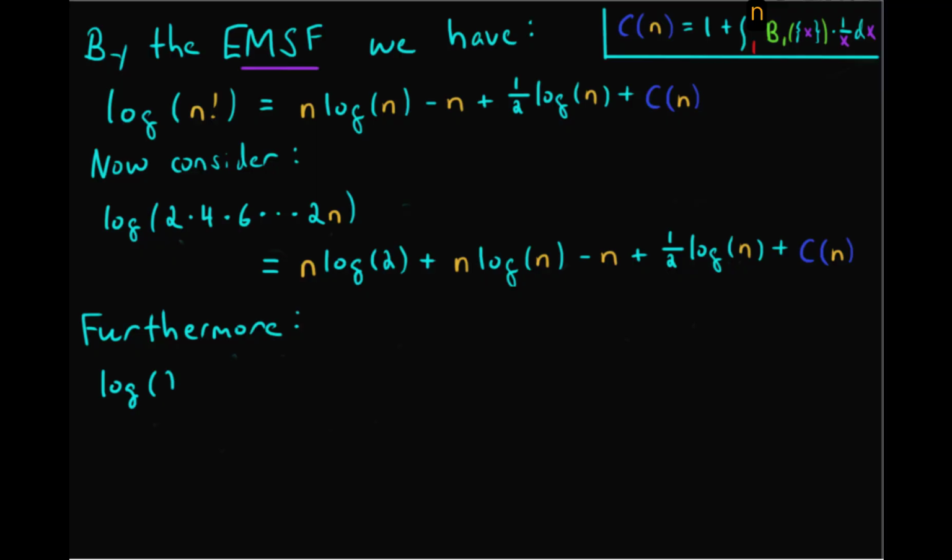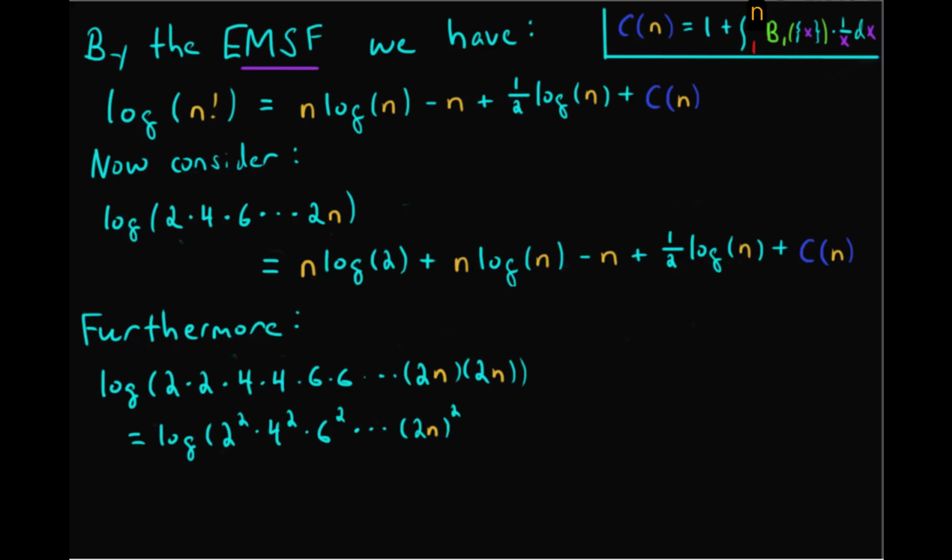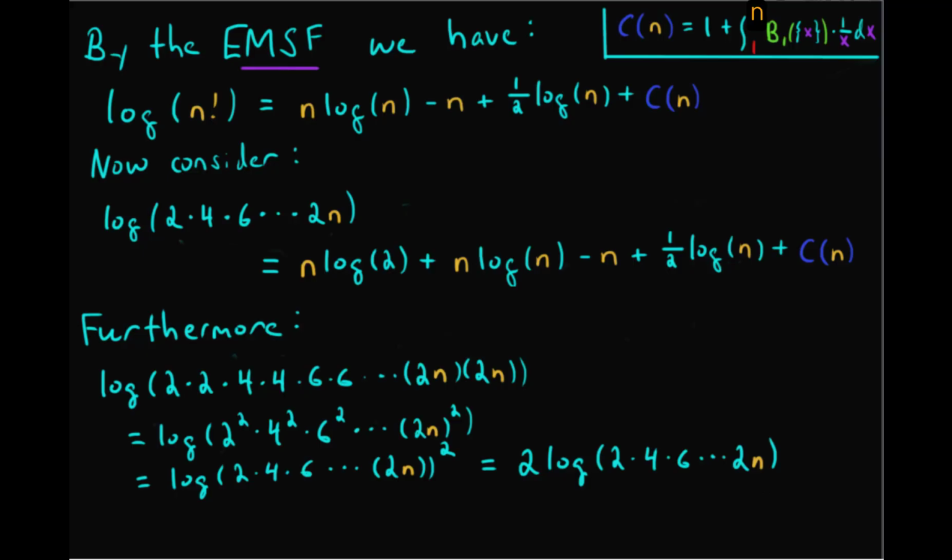What if I took the log of 2 times 2 times 4 times 4 times 6 times all the way up to 2n times 2n? Well, that's really the log of 2 squared times 4 squared times 6 squared times all the way up to 2n squared. In other words, it's really just the logarithm of 2n double factorial squared. By the rules of logarithms, I can pull down that exponent in front as a coefficient. It will equal 2 times the log of 2 times 4 times 6 times 8 times up to 2n. And we already found what that expression equals.